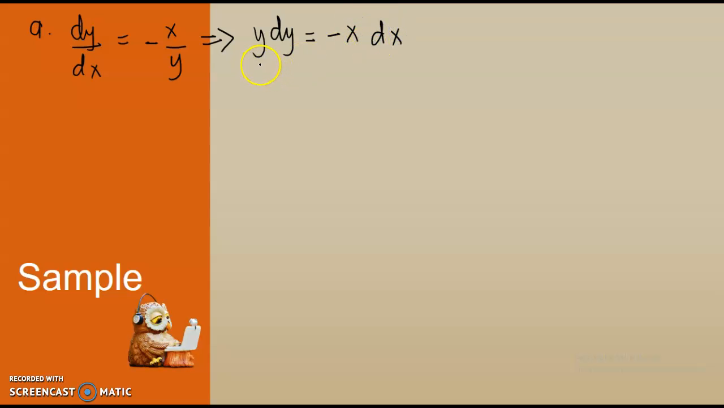Now, for letter A, we have the derivative of y with respect to x equal to negative x over y. If we're going to use the variable separable, we can say that this one is y dy equal to negative x dx. If you notice, we're able to separate the variable y from variable x. Therefore, this one is variables separable.